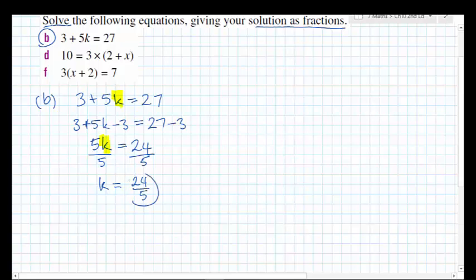I look to see if I can simplify this at all, and I can't. So leaving it like that's fine, or I could also write as my answer that it could be 4 and 4/5 as well. That is how I can write that as a mixed number.